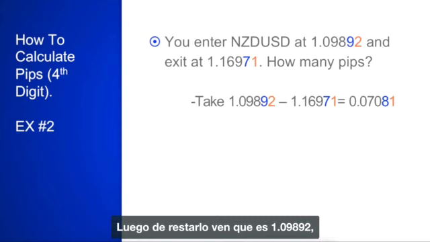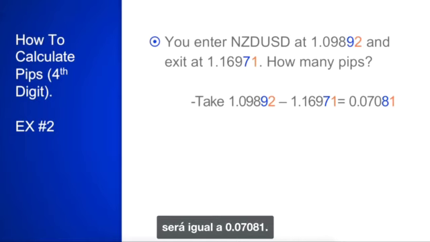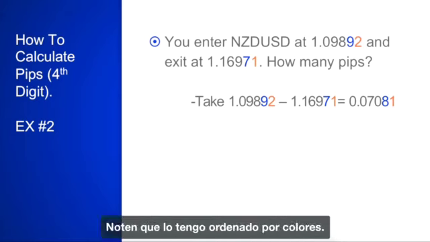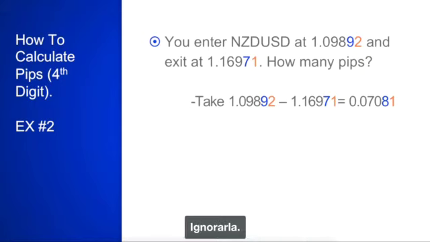After taking it, you see that it is 1.16971 minus 1.09892, which is going to equal 0.07081. Notice I have this color coded. The 8 is blue because that's the pip. The 1 is red because that's the pipette. And what do we do with the pipette?